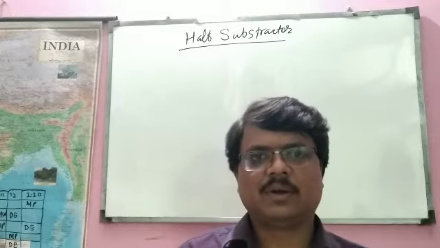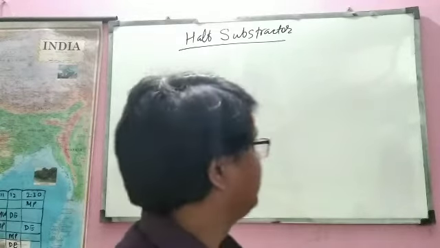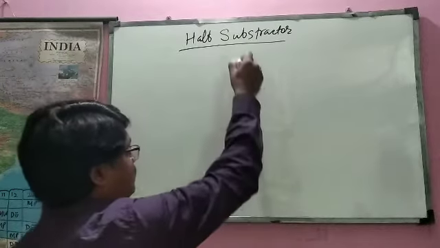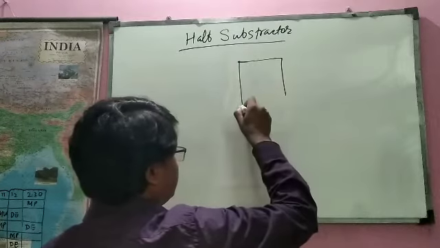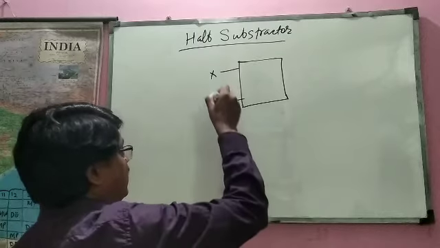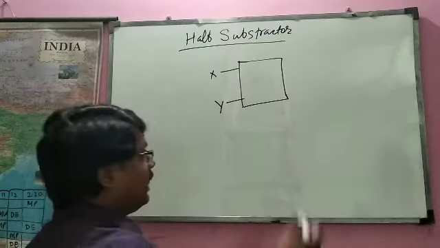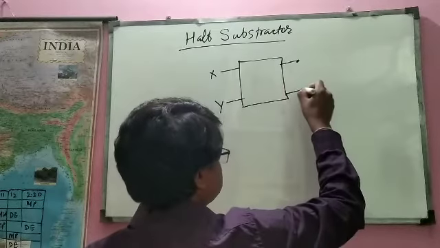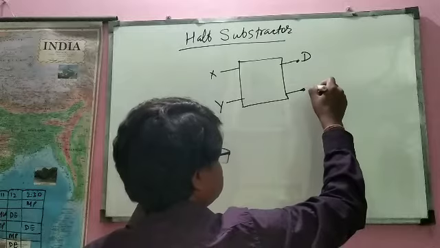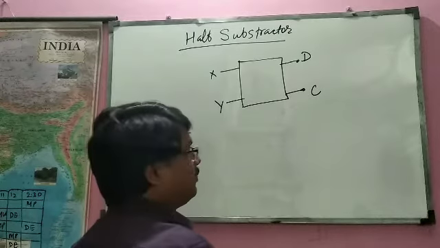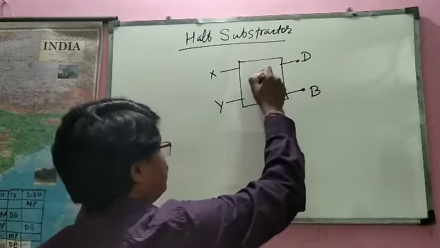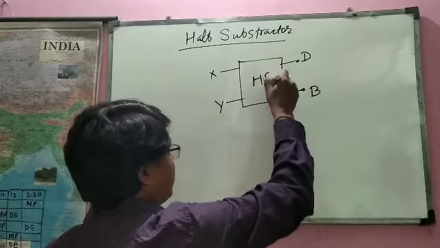First of all we will see the half subtractor. So what is a half subtractor? There are two inputs, let us suppose x and y, and there will be two outputs. One is the difference, denoted by d, and another one is the borrow, just as there is a carry in the adder.